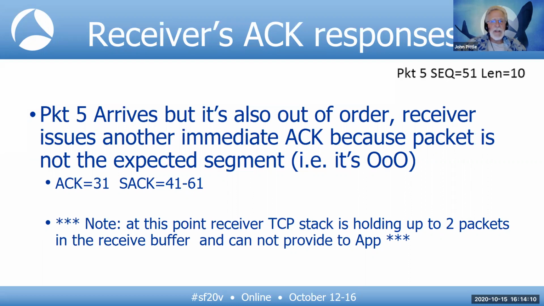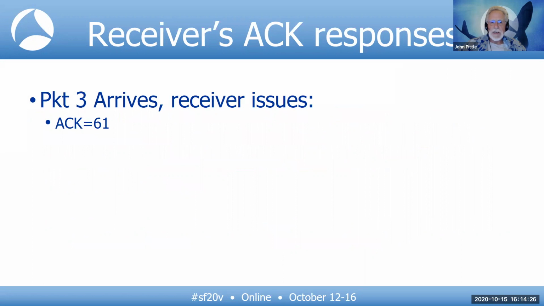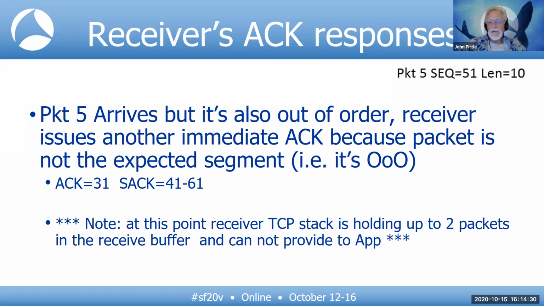What's kind of interesting here to think about is the receiver is holding potentially up to 2 packets in the receive buffer and cannot hand it off to the application layer. The reason is that we can only deliver to the app layer things that are in order. And right now packets 4 and 5 are out of order. So I can't give these new stream bytes to the app just yet. I have to hold on to them in the receive buffer. That concept is important because if there's a lot of out of sequence and other factors like high latency, we could see receive buffer stress on the receiver.